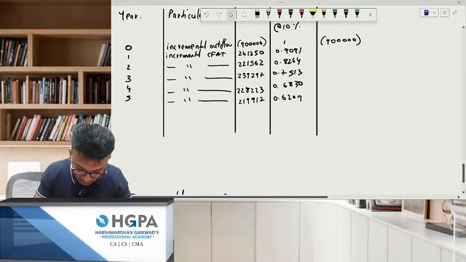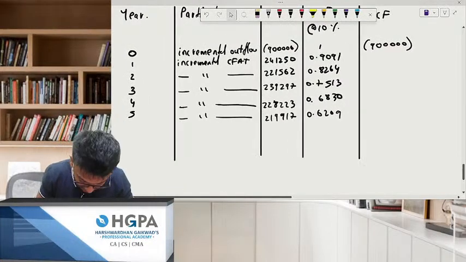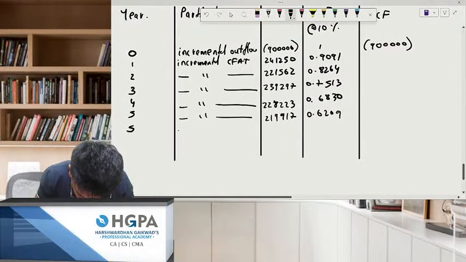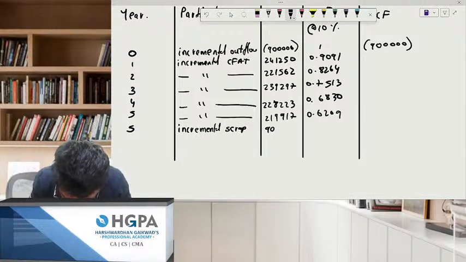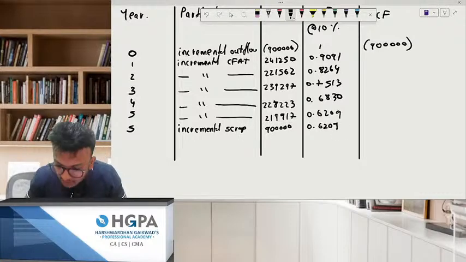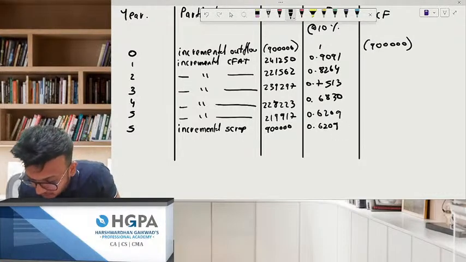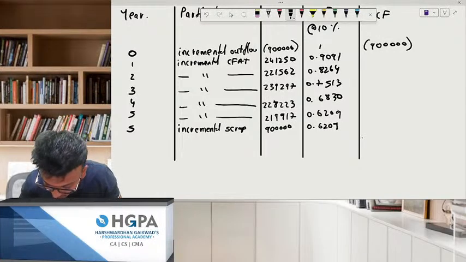And this I'll take over here. What? This I'll take over here. Again, fifth year I'll take incremental scrap. Incremental scrap 9 lakhs. Same figure. This will come discounting factor. And now you have to please tell me what is the NPV.